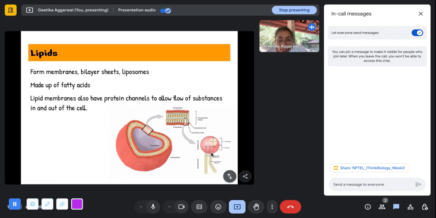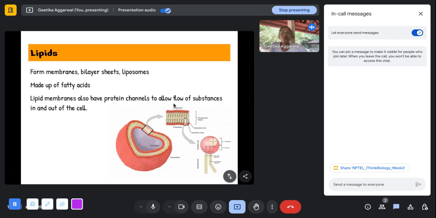And you can see in this figure that these tails are formed of these fatty acids, which are not soluble in water, so they are the hydrophobic part. And here you have a phosphate group, and you have a glycerol molecule in the middle. So this glycerol head is hydrophilic, and these fatty acid tails are hydrophobic.